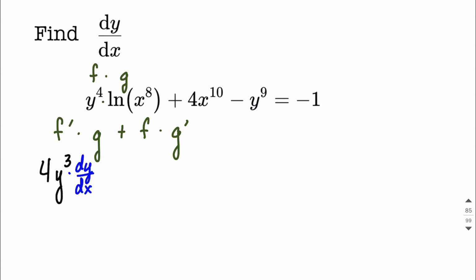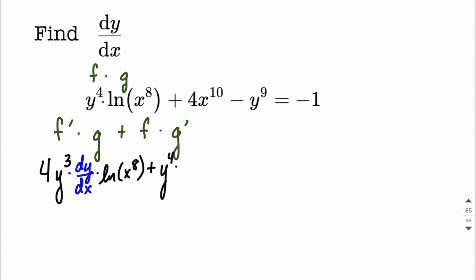Okay, next we want to multiply this by g. Well, this is a copy down step, where we go natural log of x to the eighth without actually taking its derivative. Plus, now it's copying down y to the fourth power as f, but then we need to multiply this by the derivative of the natural log of x to the eighth.